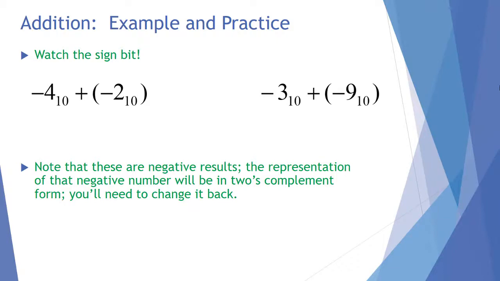All right, so let's take a look at a couple of cases where our result is negative. That has a little bit different look. So let's do a real simple case here. Let's add negative 4 and negative 2. Now, of course, we know that the answer should turn out to be negative 6, but let's see how this is handled using 8-bit storage and complement addition.